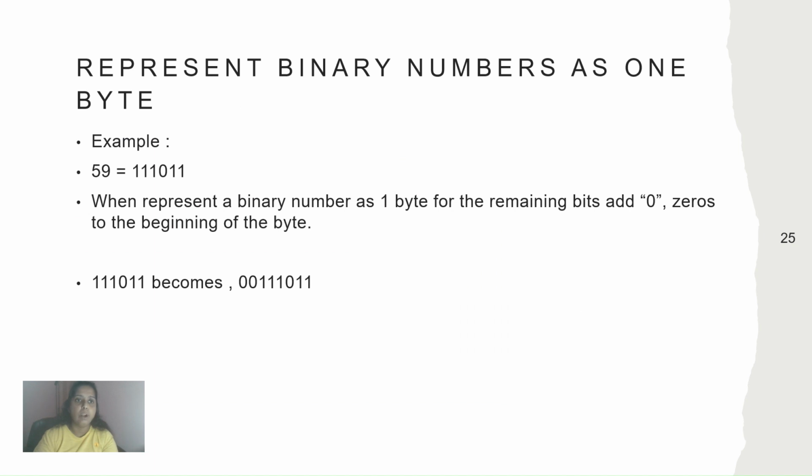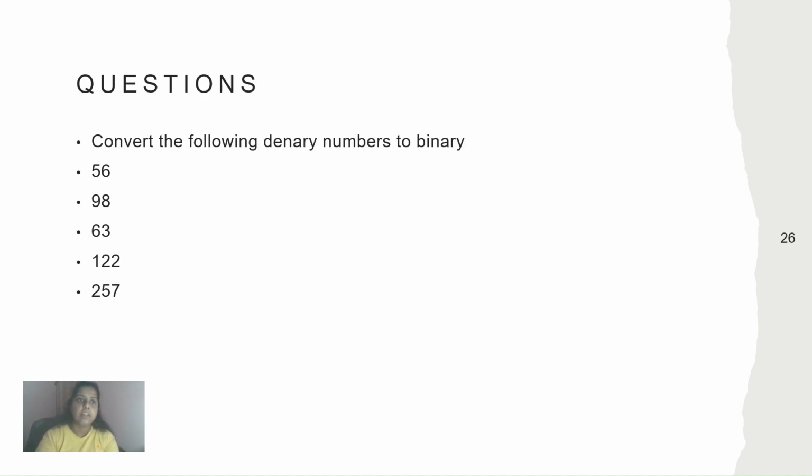Represent binary numbers as one byte. When you convert number 59 into binary, you will get 111011, which is a 6-digit number. In computer science, most of the time the registers we are using will be 8 bits, 16 bits like that. So normally we represent answers in 8 bits. Then what you need to do is, here we have 6 bits, add zeros to the left side in order to make it 8 bits. Adding zeros to the left side won't change the value. There are some questions you can try out.